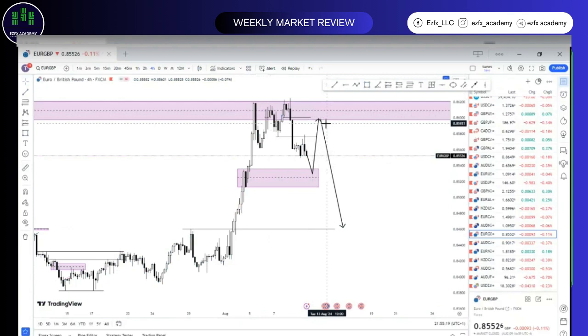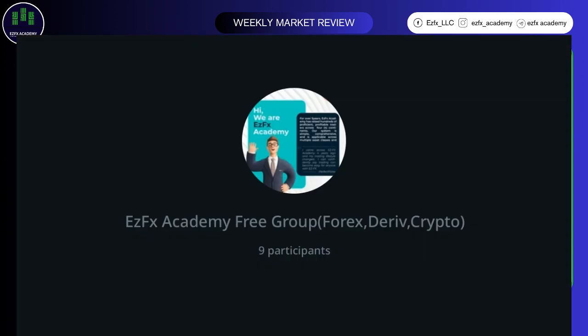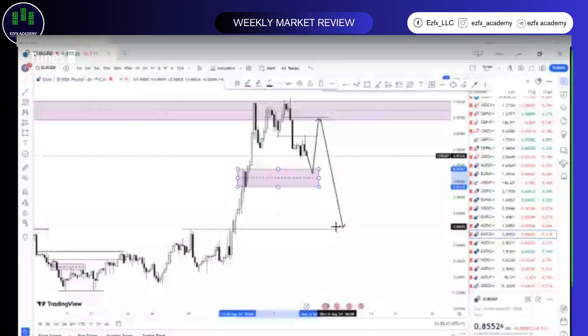Preferably, if I get to see a strong rejection candle from there, then definitely that will give me more confirmations to enter in for sells rather. But I think you can just watch out for buys temporarily on EUR GBP from 0.85357 and 0.85132. So I think that was Mr. Fanny Bear that asked for that. Yes, it was Mr. Fanny Bear. So I hope that is clear, Mr. Fanny Bear.